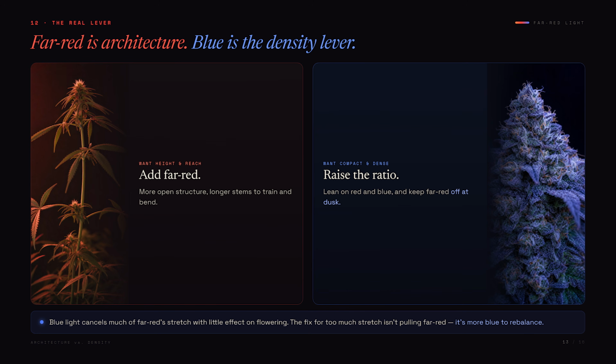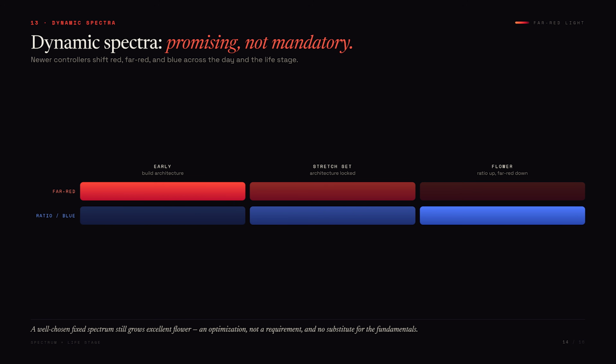There's solid research showing that adding blue light cancels out a lot of far red stretch while barely touching flowering. So if you're running a light that's heavy on far red and you don't love the stretch, the fix usually isn't ripping out the far red. It's bringing the blue up to rebalance. That's the real lever for density, not more far red. Better balance across the whole spectrum.